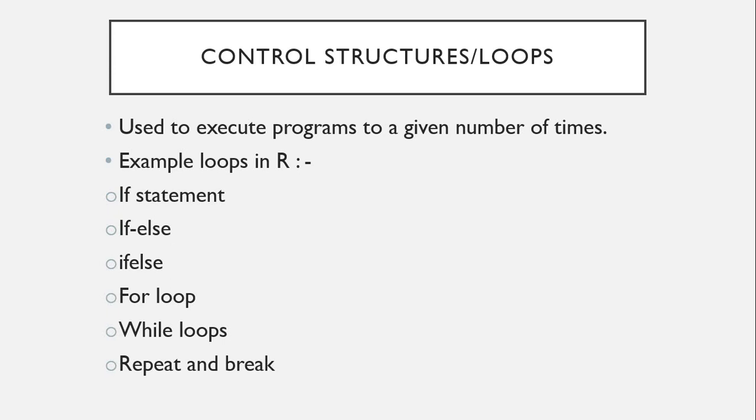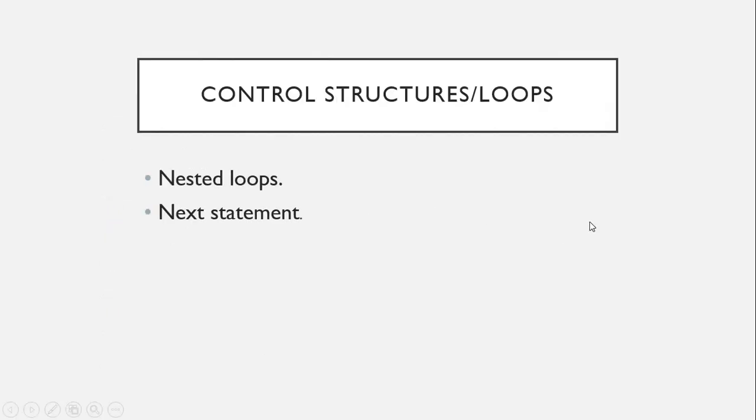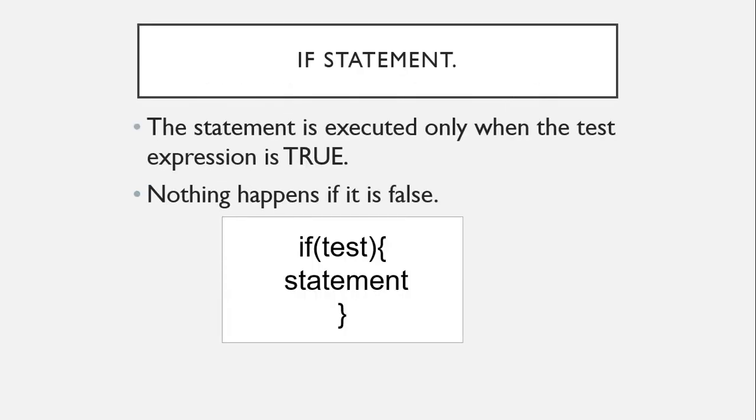We have the if statement, we have the if else, we have the for loop, we have while loops, and we have the repeat and the break statement. And we also have nested ifs, nested loops. Of course, you're going to see the nested if, nested if else, and we also have the next statement.